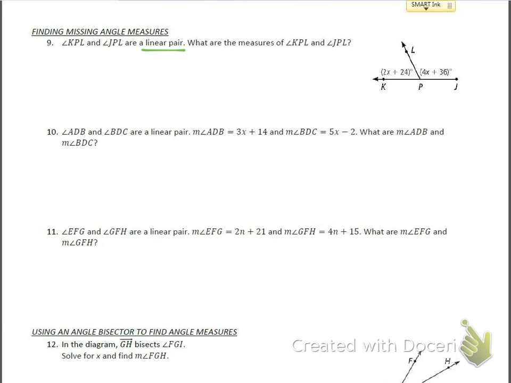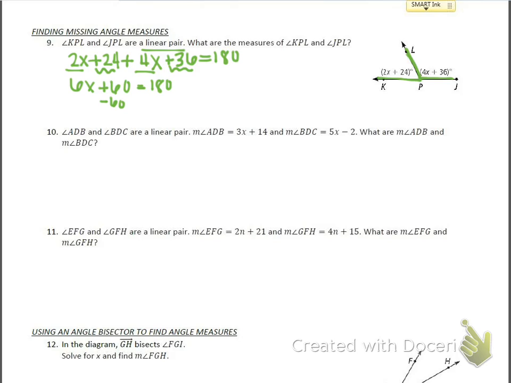So KPL is 2x plus 24. Let me zoom in. 2x plus 24. And if I add it to JPL, which is 4x plus 36, they should equal what? 180. Good. Okay, so we combine like terms. 2x plus 4x gives me 6x. 24 plus 36 gives me 60 equals 180.